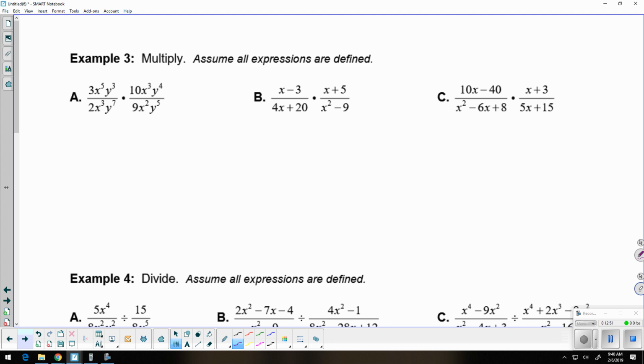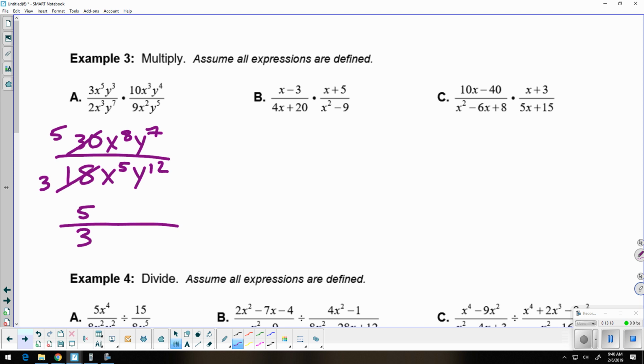So again, only with monomials, if I multiply straight across my numerator, 3 times 10, so that's 30, x would be to the 8th, y would be to the 7th. Now my denominator, I'd have 18, x would be to the 5th, y would be to the 12th. Okay. Here's my answer. I multiply the two together. Now reduce this down. So 30 over 18, I would divide those both by 6, the biggest number. So that'd be 5 and that'd be 3. So far I have 5 over 3.